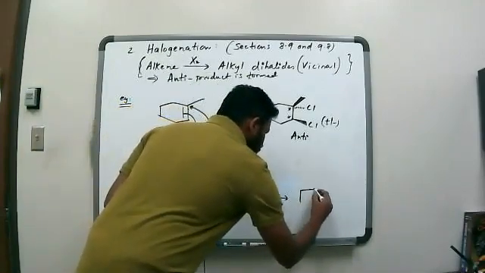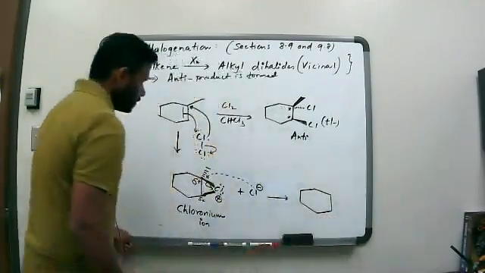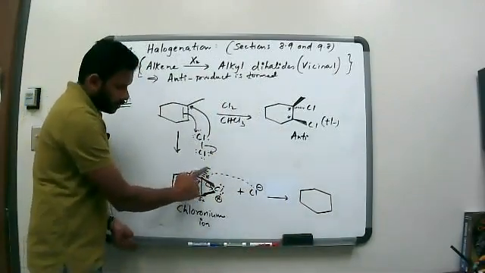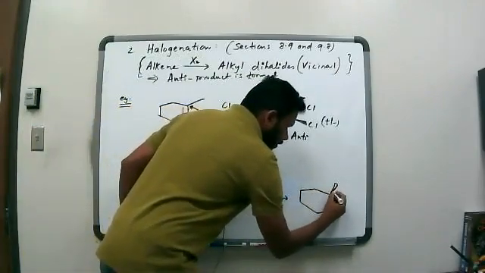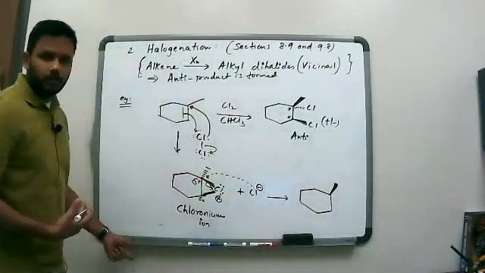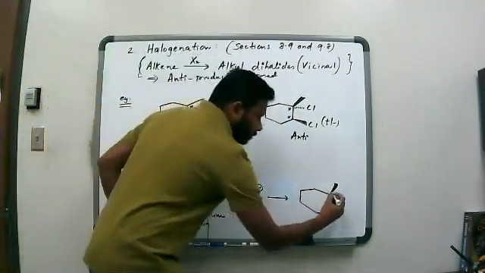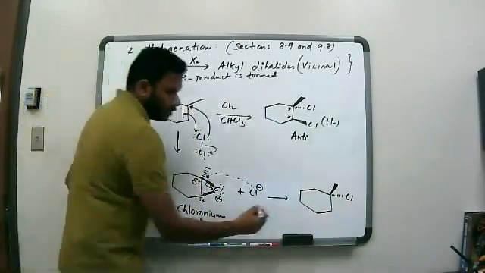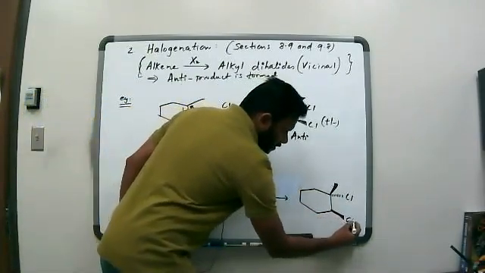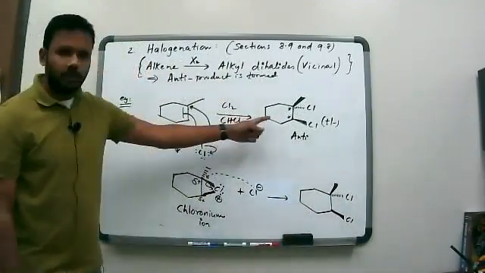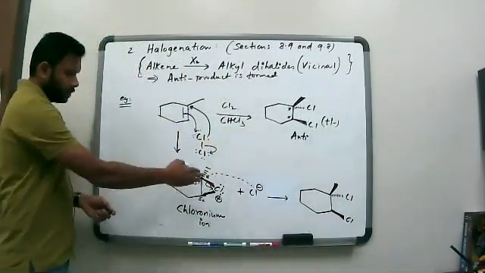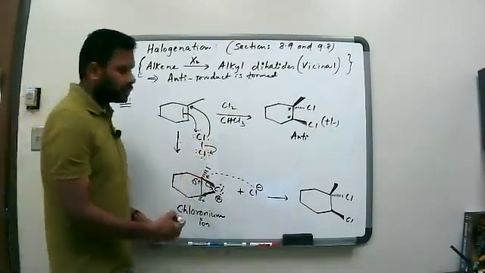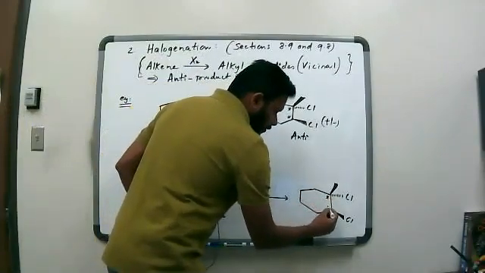And so what we get here is a product where the attack is happening from the backside. So the methyl, which was on a dash, now ends up on a wedge. The chlorine came from the backside, so the chlorine is on a dash over there, and this chlorine is on a wedge here. So we get that product. Now, because initially the chloronium ion could have formed on the backside, you would also have its enantiomer possible. So that's how this reaction works.